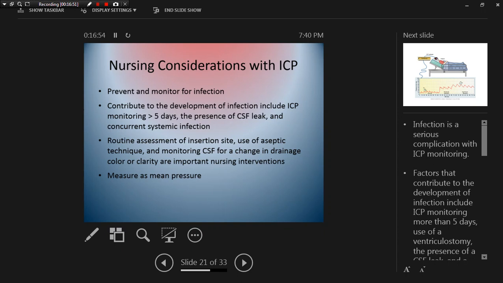So nursing considerations: routine assessment of the site, use of aseptic technique when they're managing the dressing or when they're changing the system tubing. Monitor CSF for any change in color or clarity. Those are very important nursing interventions. So infection control, a big one with ventriculostomy systems.